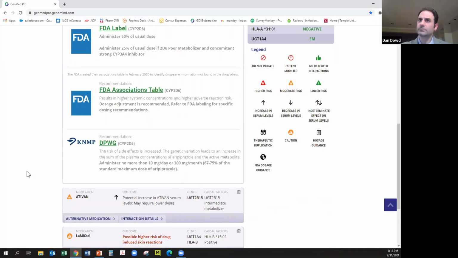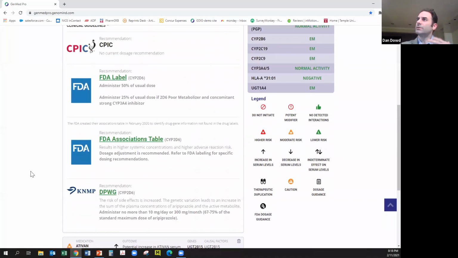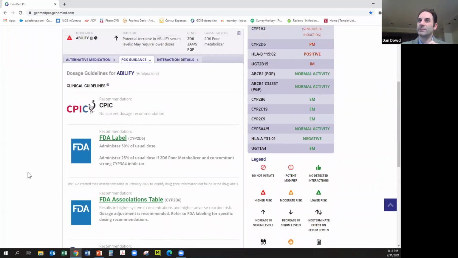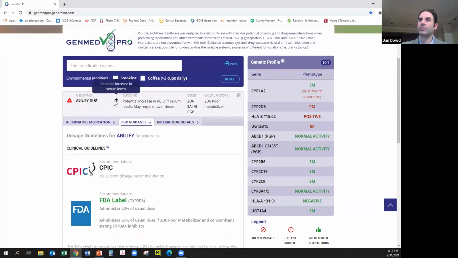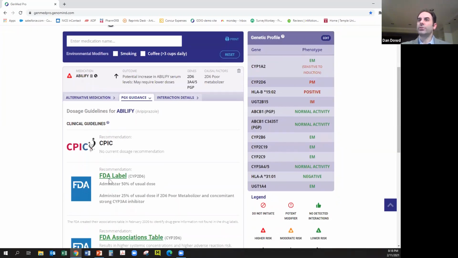standard dose. And so two different agencies telling you to decrease the dose of aripiprazole, even though the exact amount is slightly different, the take-home message here is we expect higher blood levels of Abilify. We should consider cutting our dose 25 to 50% in this individual. Okay. You'll also notice that all of these links are live.